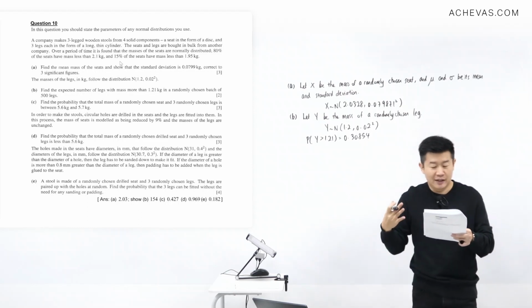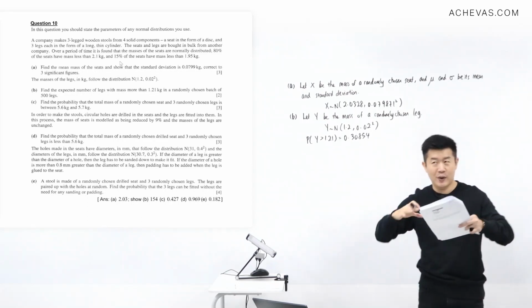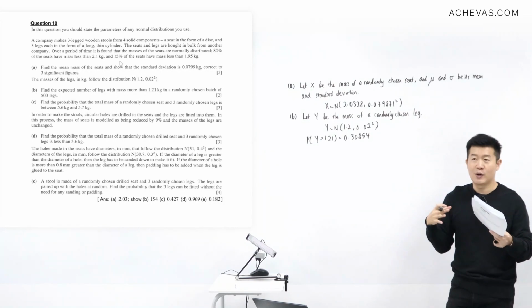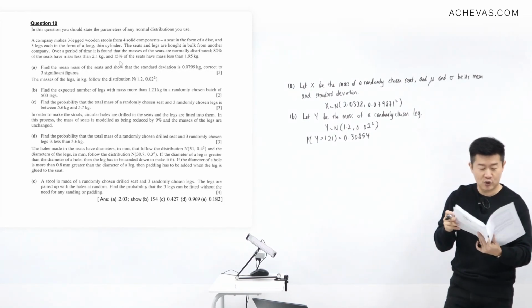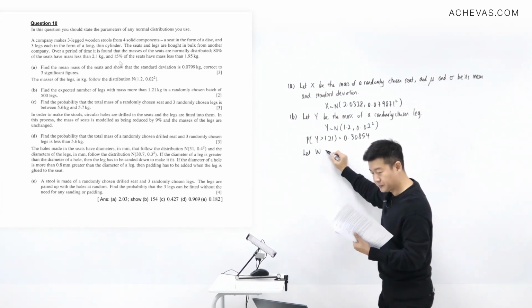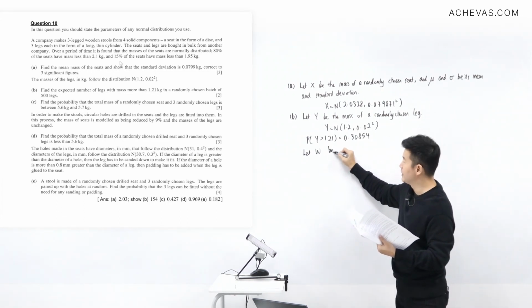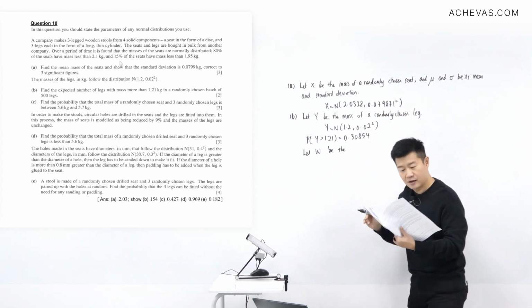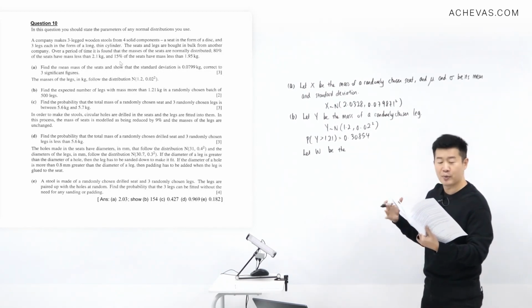So if you think about this 500 legs and the way that the scenario is going to be built up, we are looking at a binomial distribution. So I'm going to define another random variable. I'm going to let it be W. I'm going to let W be the number of legs with mass that are more than 1.21 kg.